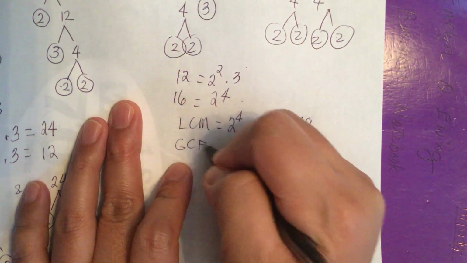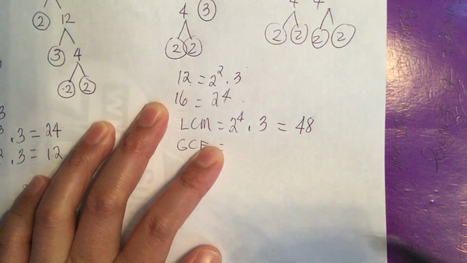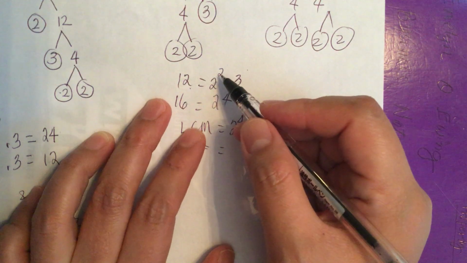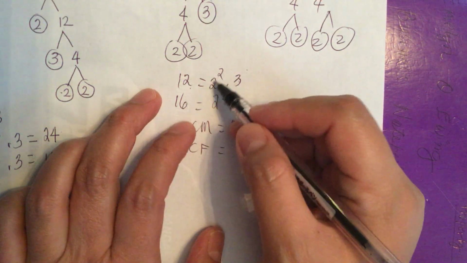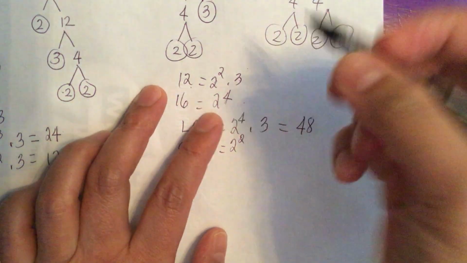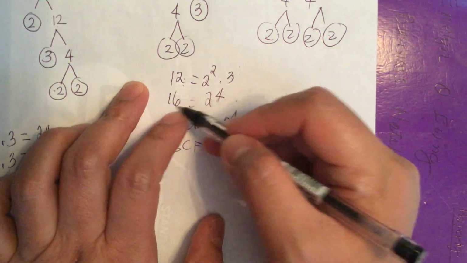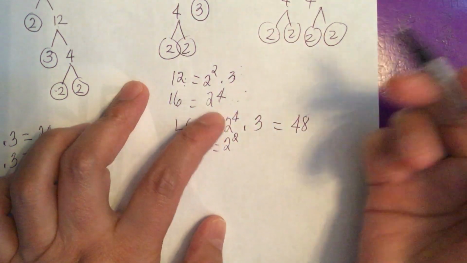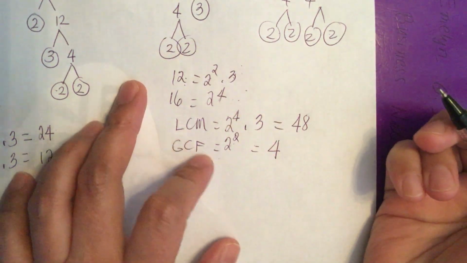Now the GCF is equal to the smallest occurrence. We have 2 to the 2nd in 12 and 2 to the 4th in 16, and the smallest occurrence is 2 squared, so we take that. And in 12 there is one 3, and in 16 there is no 3, so we take no 3. So the GCF is 2 squared, which is equal to 4.